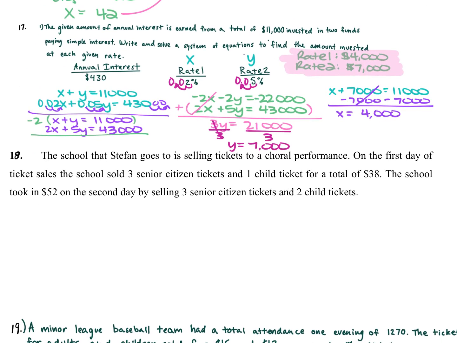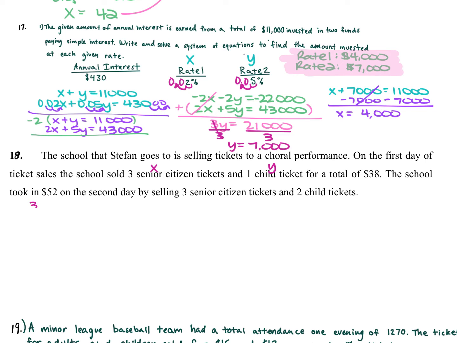For 18, it tells us that the school that Stephen goes to is selling tickets for a performance. On the first day, ticket sales were 3 senior citizen tickets and 1 child ticket, for a total of $38. On the second day, it was $52 by selling 3 senior tickets and 2 children. If we form equations based off of this information, we're going to use x for seniors and y for child.